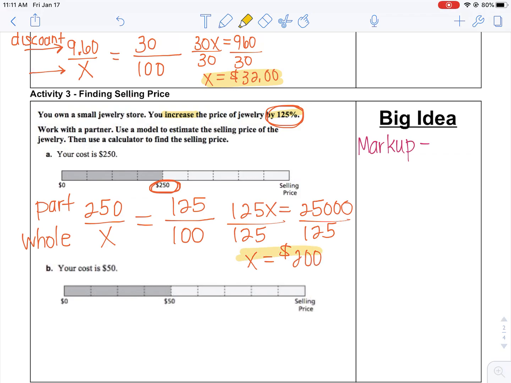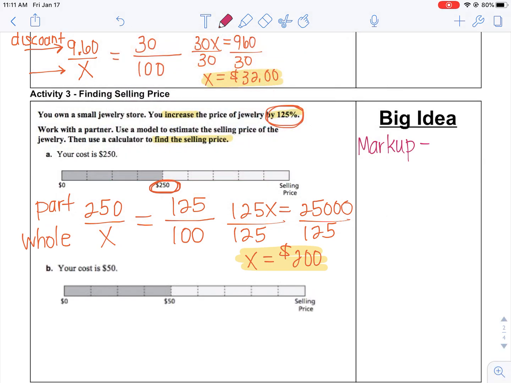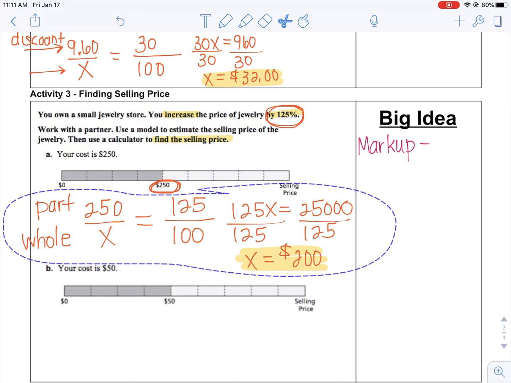So this $200 has to represent the selling price. Would that make sense? Use a model to estimate the selling price of the jewelry. You're increasing it by 125%. Your cost is $250. Would it make sense that you're selling it for less money if you're marking it up? The answer to that is no. So we are going to reset up the problem and see if it works the other way.